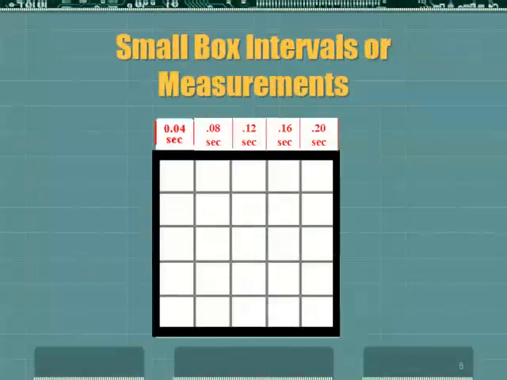Once again, this is just showing that box, breaking that down even smaller, and showing how each small box represents 0.04 seconds of time. This would be cumulative. If you added it up then, 5 boxes in a row would equal 0.20 seconds of time.